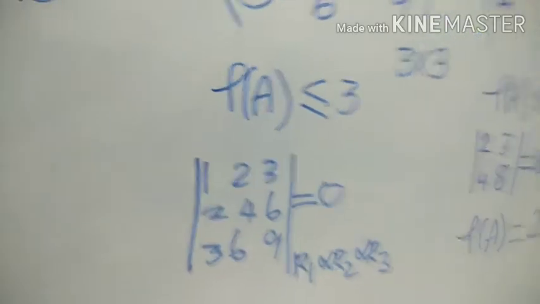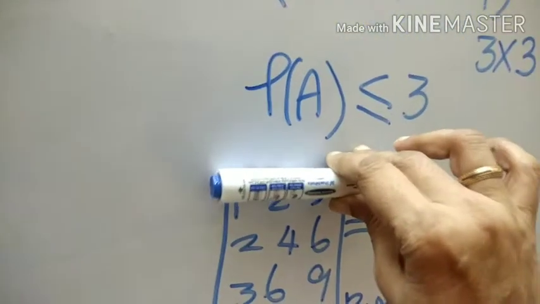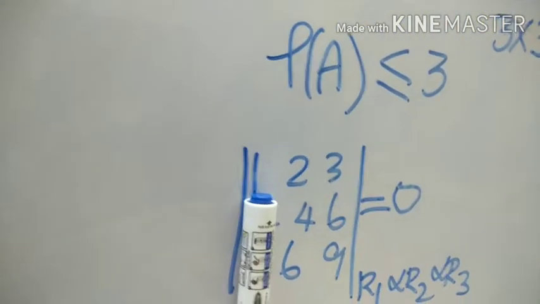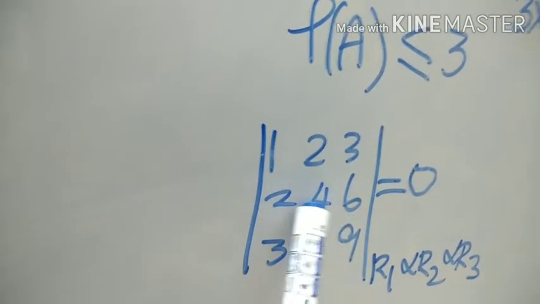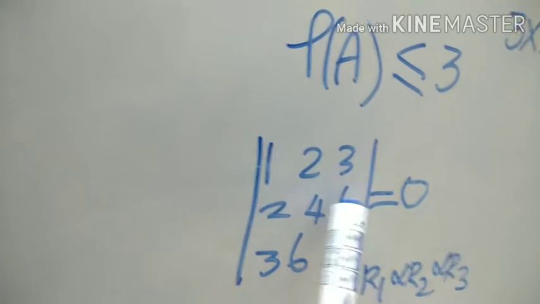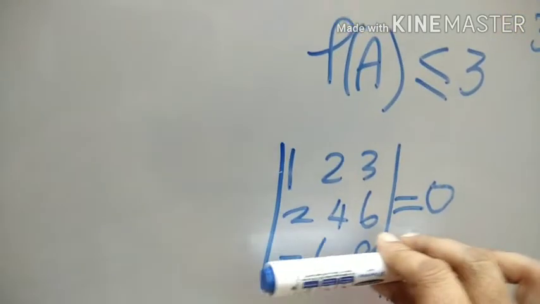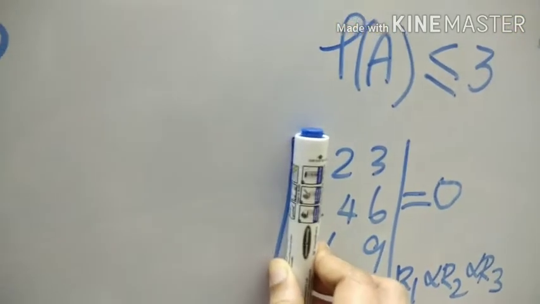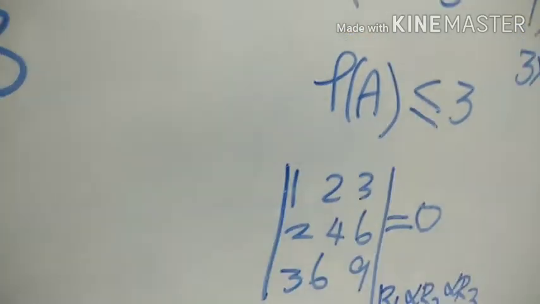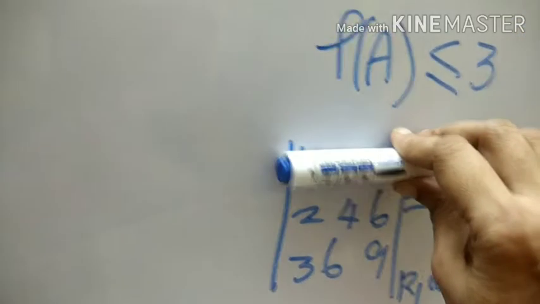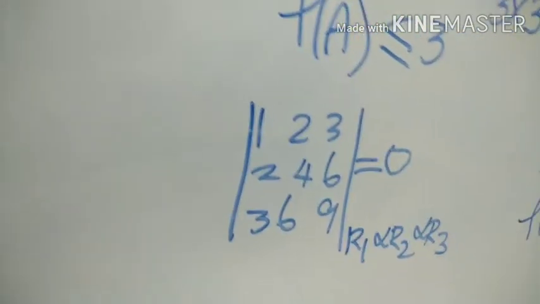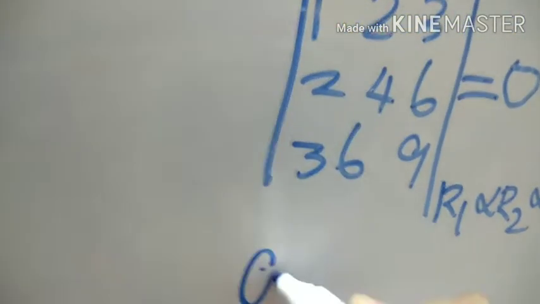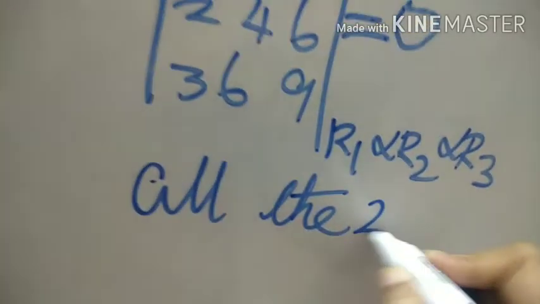What do you mean by the word minor? By hiding a row and hiding a column. Even if I hide a row and hide a column, now also I get 4 9s are 36 minus 36, 0. Supposing I hide this row and this column, now also 12 minus 12 is 0. Supposing I hide the first row and second column, 18 minus 18 is equal to 0. So here I will write, all the second order minors are also 0.